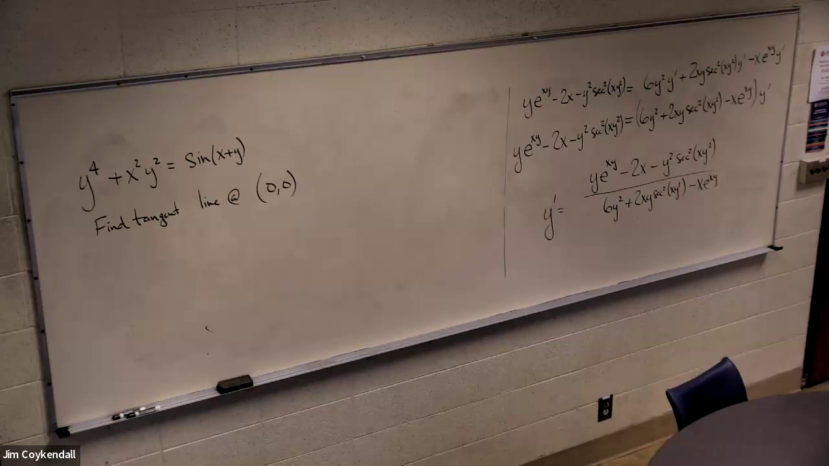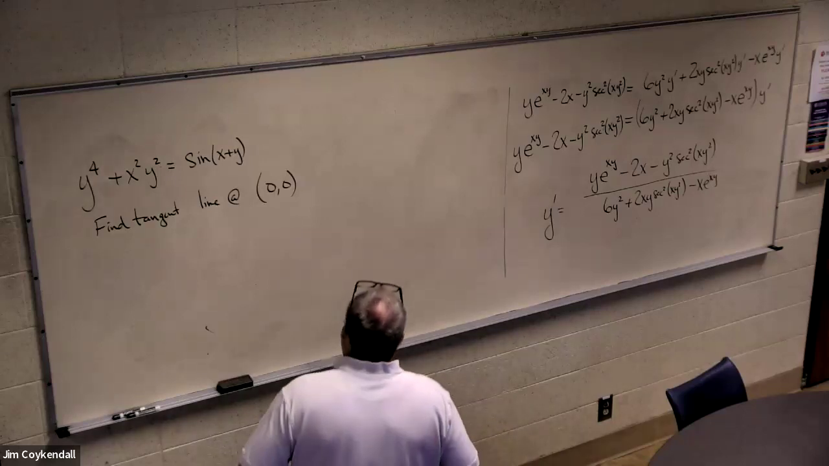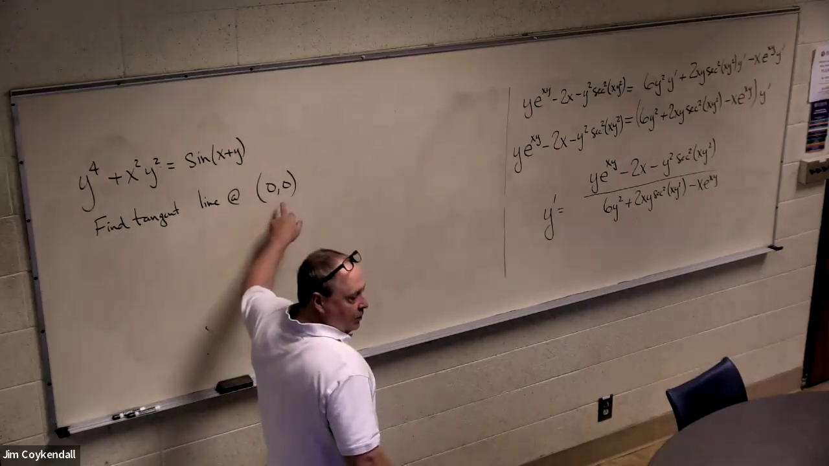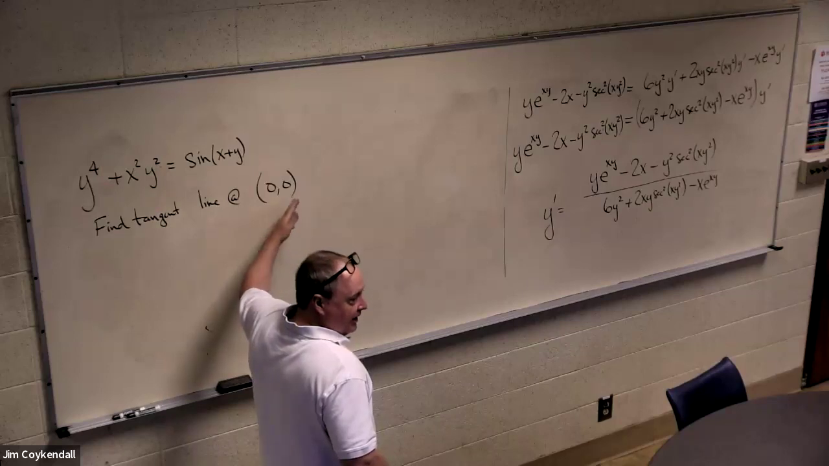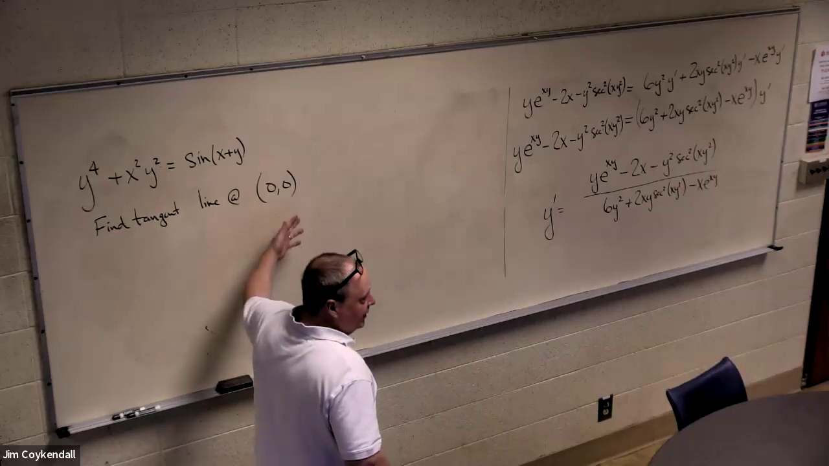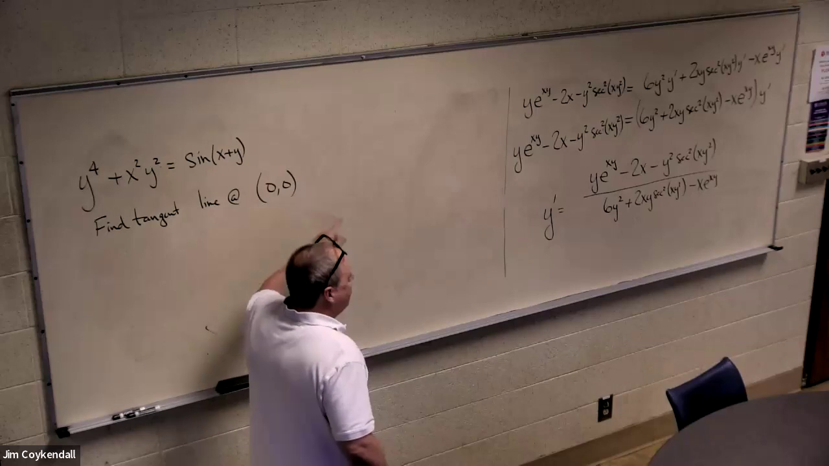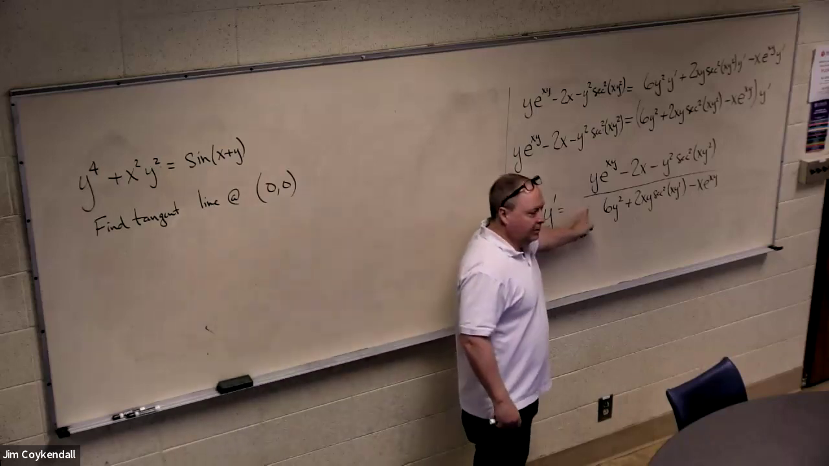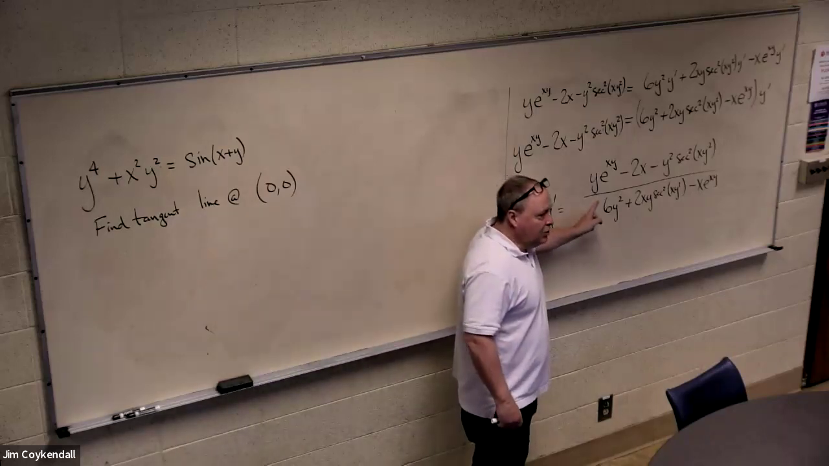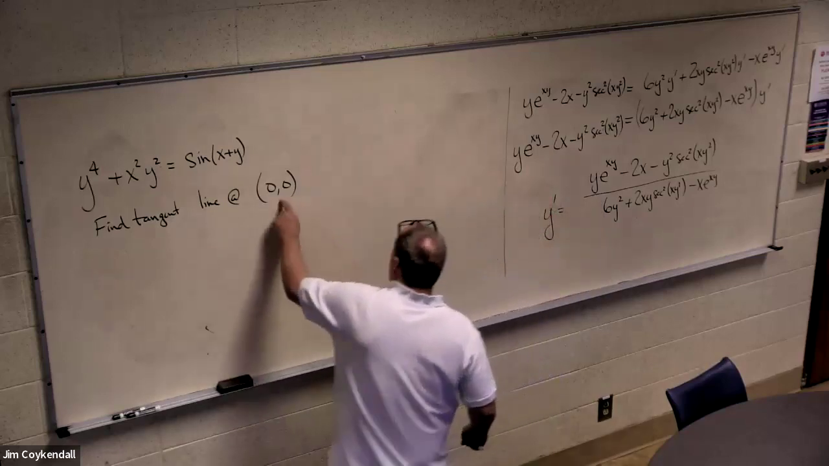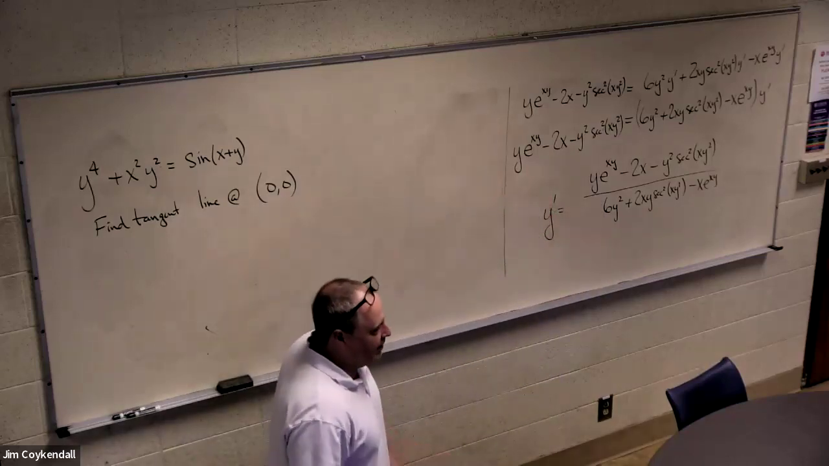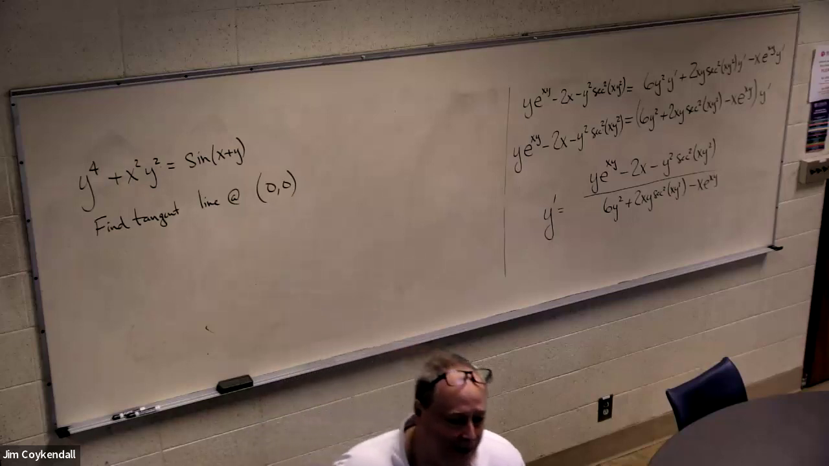Let me give you a hint, and you're thinking about this too. Of course, you're going to need the derivative to find it, right? Because that's the slope of the tangent. But you don't need a formula for y prime in terms of x and y. You only need the derivative at this point. Right? That's all you care about. That might simplify what you're doing.